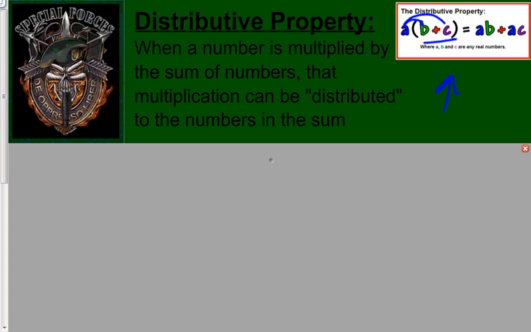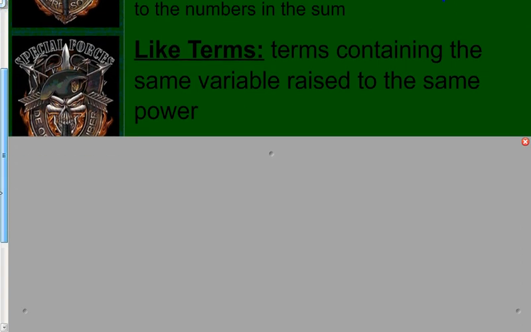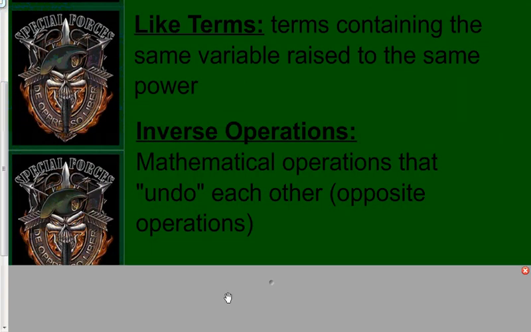All right, we're going to review like terms as well, because like terms are going to come up a little bit. So like terms are those terms containing the same variable raised to the same power, and you can add those. That's the big thing there. And then finally, inverse operations. It shows up all chapter long. Anytime you solve an equation, you're going to use inverse operations. Those are mathematical operations that undo each other. In other words, they're opposites. So addition and subtraction, subtraction and addition, multiplication and division, and division and multiplication.